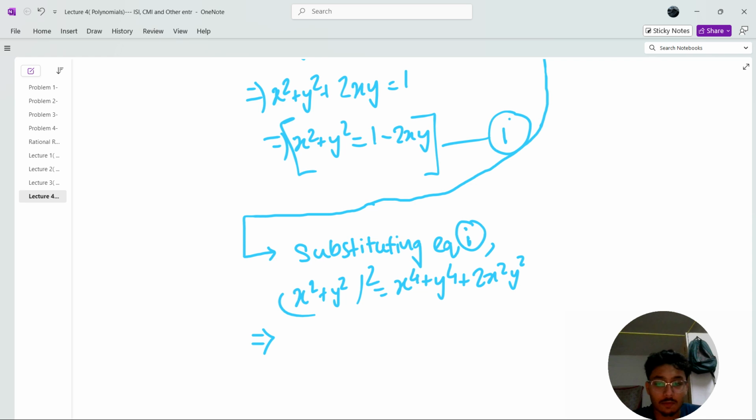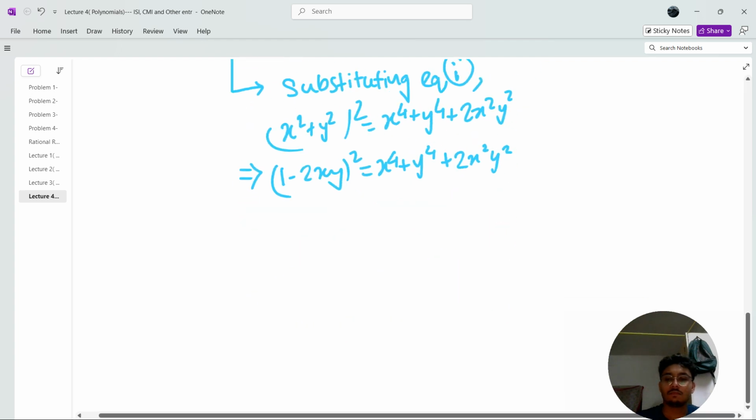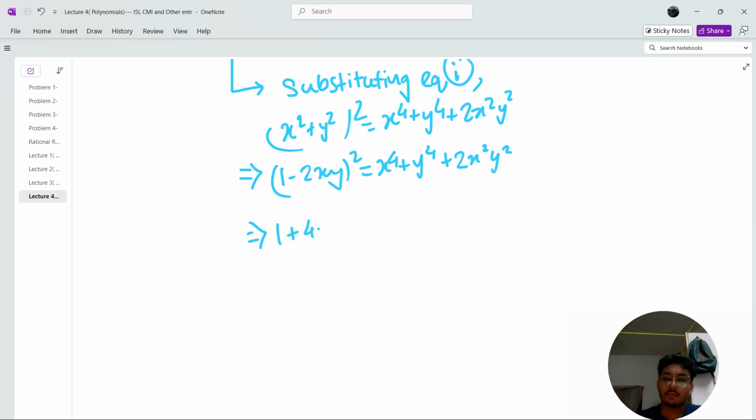Cool. So x square plus y square is basically 1 minus 2xy. We have a whole square over that, which equals x to the power 4 plus y to the power 4 plus 2x square y square. So 1 plus 4x square y square minus 4xy is equal to x to the power 4 plus y to the power 4 plus 2x square y square.